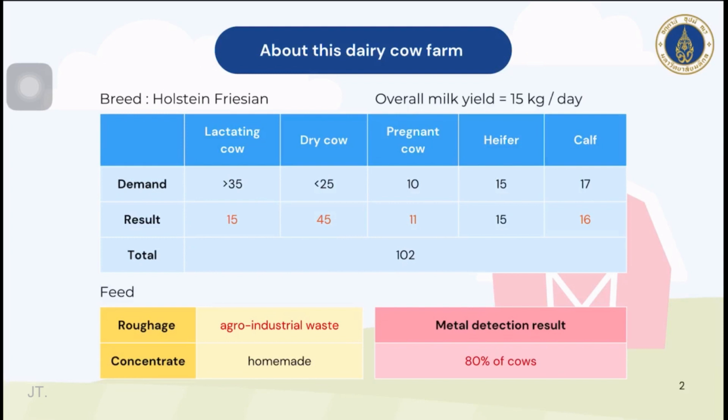Feed and health management follow ACS guidelines. In sum, the production of this farm doesn't meet the demand, and there are many problems such as decreased milk yield, excessive days open, and calving interval. Metal detection results are positive for 80% of cows.